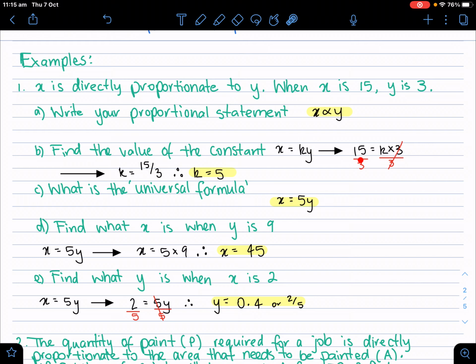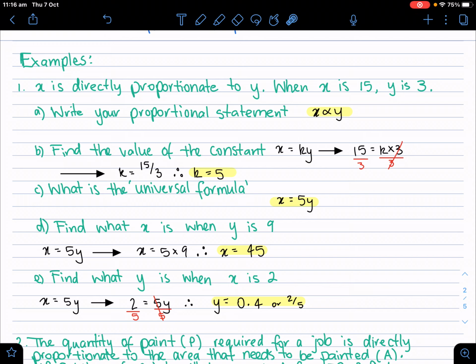The next step after that is to get k by itself. So to get k by itself, it's times 3 at the moment. The inverse or opposite of times 3 is divided by 3. Whatever I do on one side, I have to do on the other. So now k equals 15 divided by 3. And so now 15 divided by 3, k equals 5. I have found the value of my constant.